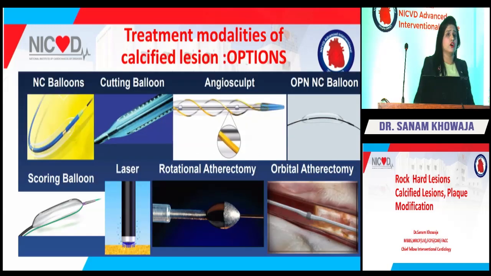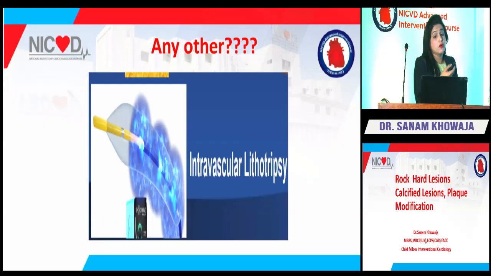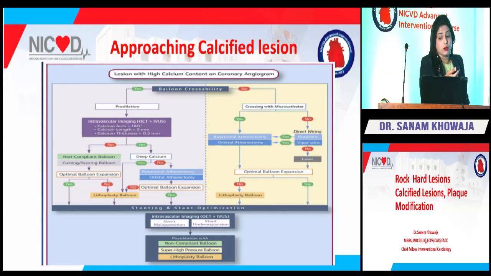So now we will talk about the second part of my talk, that is how to deal with this calcification. Many tools are available: NC balloons, cutting balloons, AngioSculpt, OPN balloons, scoring balloons, laser, rotational atherectomy. Anything left? Yes, the most recent one, the IVL. So these all are used for the calcification. We will not go into the detail of each one because we are short of time.